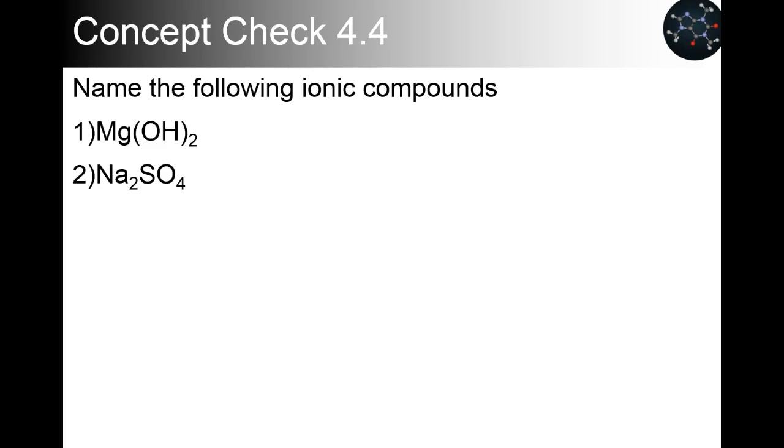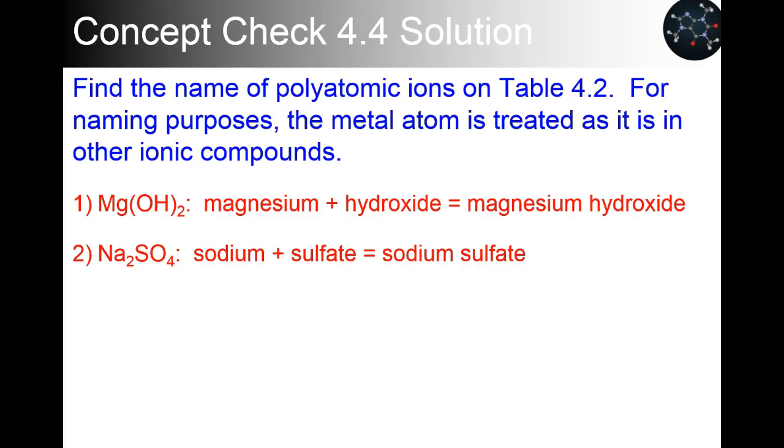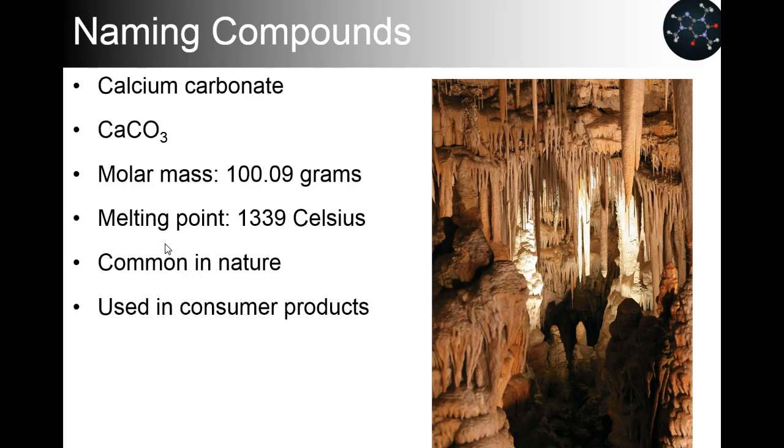So a concept check for this, name the following ionic compounds. So this would be magnesium hydroxide and sodium sulfate. Because I have a metal and a non-metal, I don't name anything with prefixes. But these are my polyatomic ions that come in there.